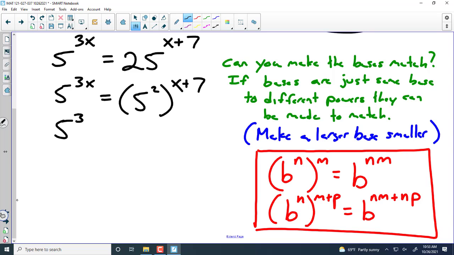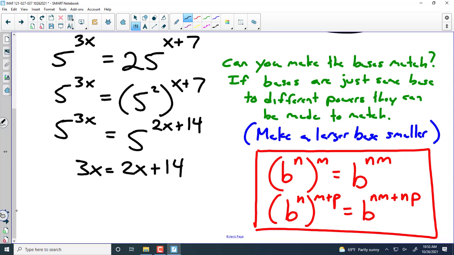So this side stays as 5 to the 3x. This side becomes 5 to the what? 2x plus 14. Do we have an exact base match now? And if we have an exact base match, our next step is to just set the two exponents equal to each other. Subtract 2x from both sides. And we win.